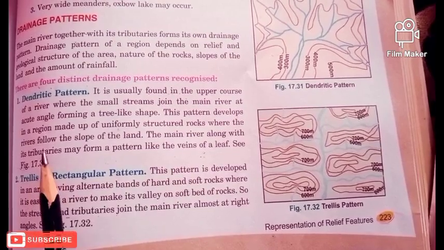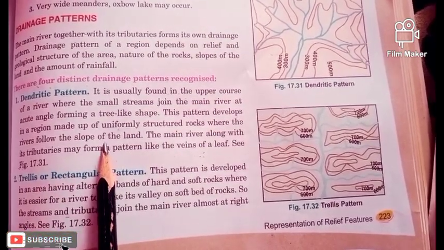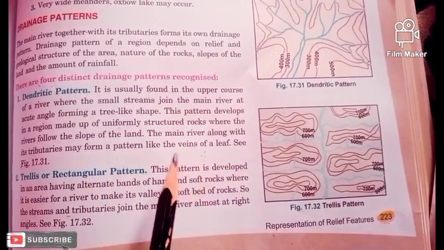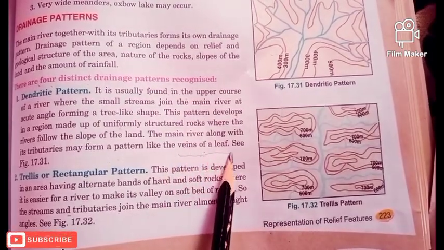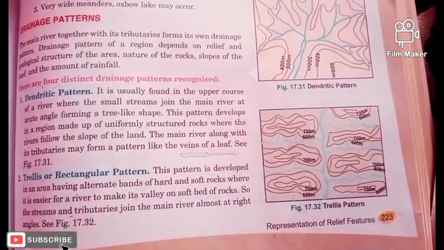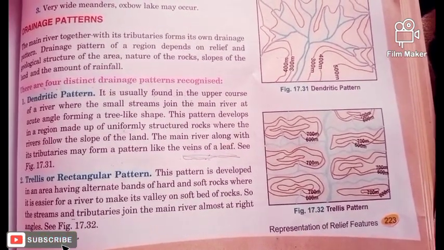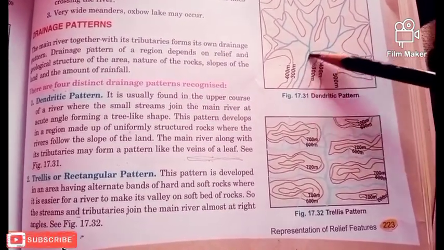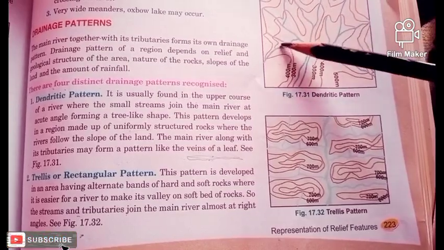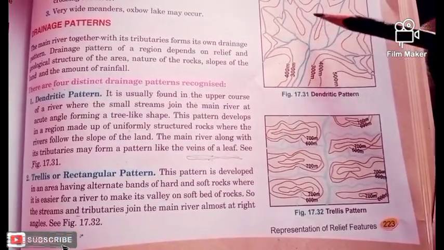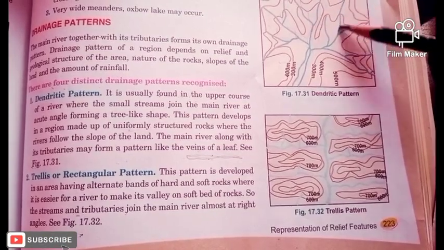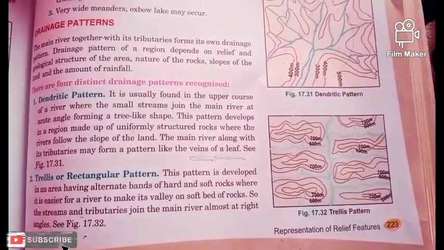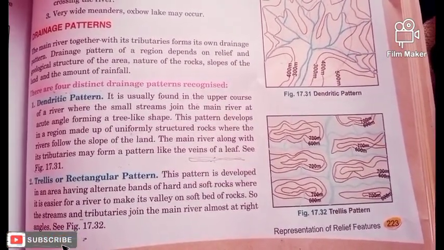Here the river flows and follows the slope of the land, and when the full structure is made along with its tributaries, it generally makes the pattern of what? The veins of a leaf. Veins of a leaf. And this type of pattern is called the dendritic pattern. Take a look here. In the image, we can see the main course of the river, plus some tributaries coming and joining at an acute angle to the main river. If you see it broadly, it forms a structure like a leaf, which is called the dendritic pattern.